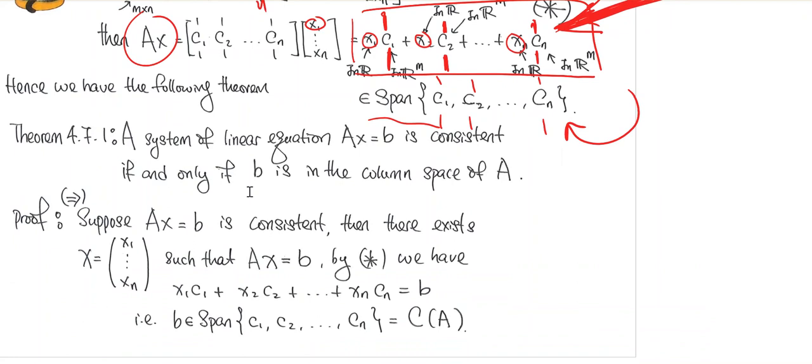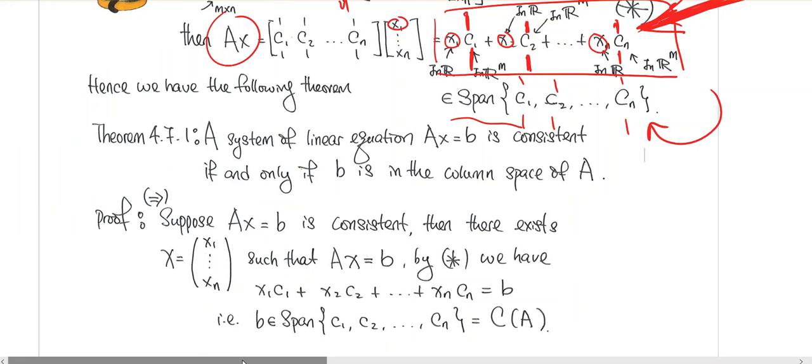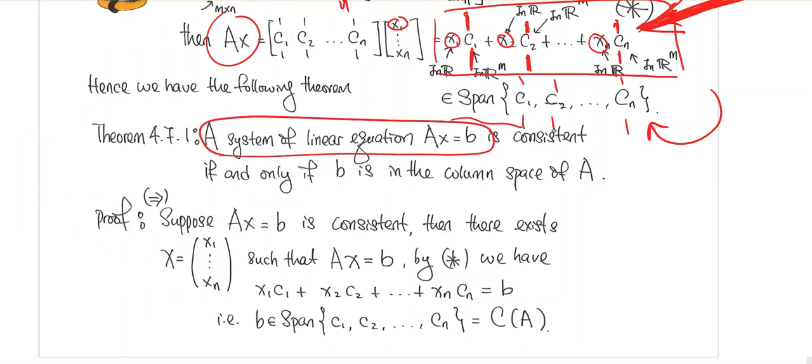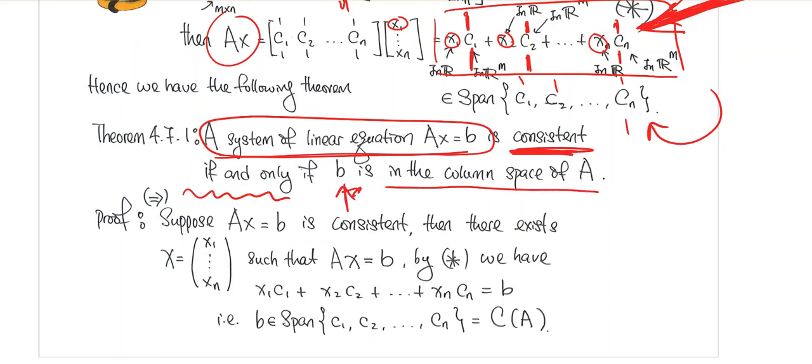It's something easy. Now we're going to give you the first theorem. This theorem is very important. So this is theorem 4.7.1. What it says is that if you have a linear system Ax equal to b, and this linear system is consistent, right? Consistent means it has a solution. So a linear system Ax equal to b is consistent if and only if this vector b is in the column space of A.